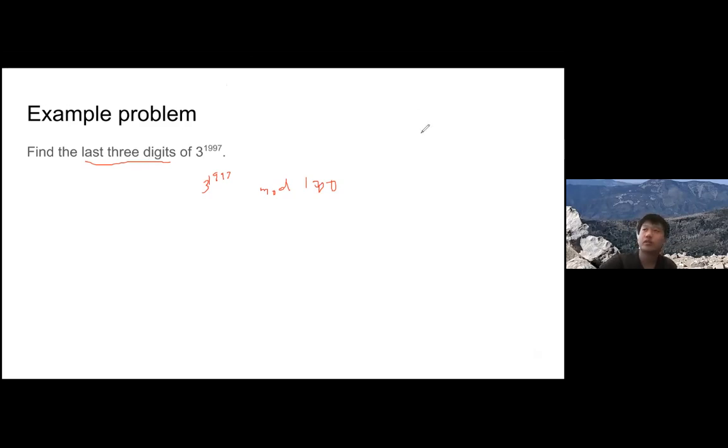As a reminder, Euler's totient function stated that a to the phi of p is 1 mod p. Can we use that here?